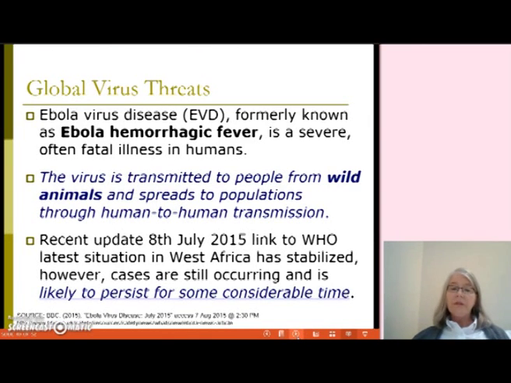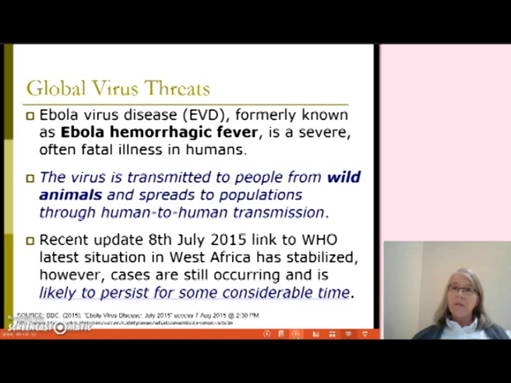Ebola virus disease, formerly known as the Ebola hemorrhagic fever. That's what I learned it as in school, because of course it's been identified since the 70s. That virus has been around. We've known about it for 45, 50 years. And it's transmitted to people by wild animals. So it could be bats, it could be monkeys, other primates. It can spread human to human once an individual is infected. They very often will take it home to their families.